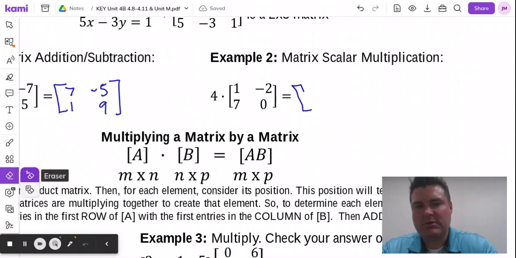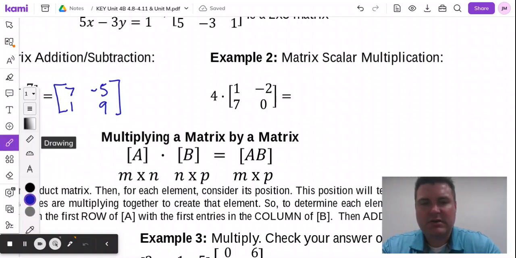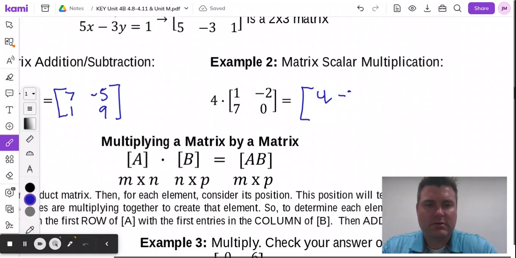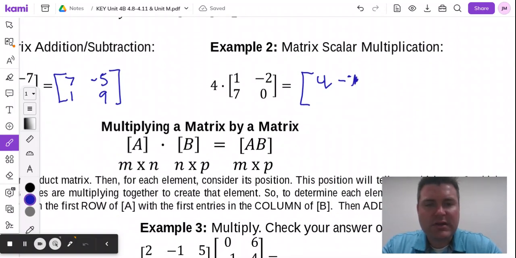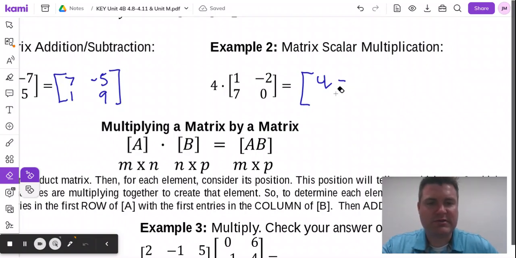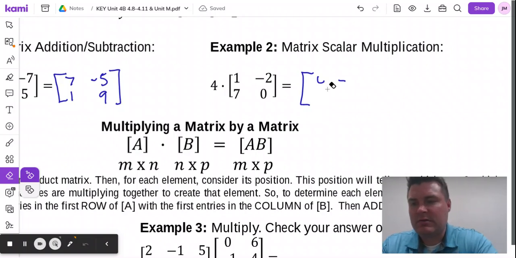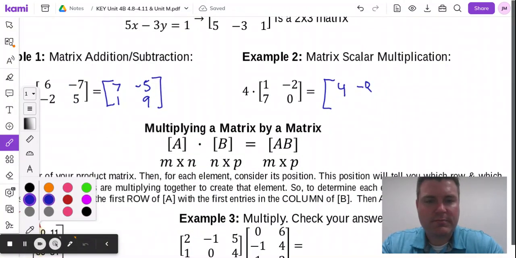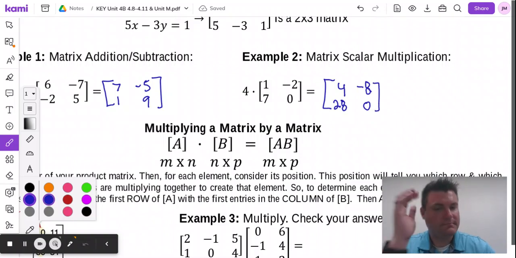Oops. Let me rewrite that again. Give me 4, negative 8. Oh, we are struggling today. Maybe I got it here. Negative 8. Yeah, that 4 even looks a little whacked out. Let's change that. All right, so 4, negative 8, 28, and 0. There we go.